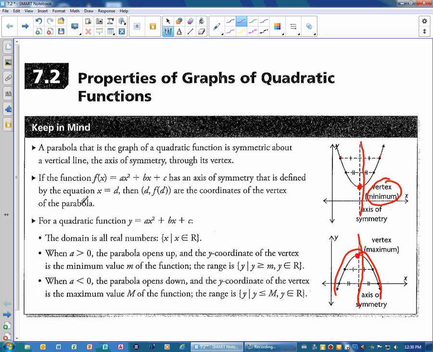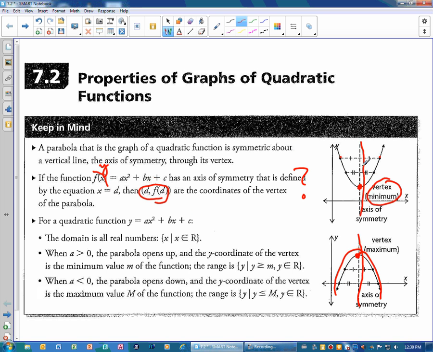Okay. If the function f of x, that's how you say this, it means the same as y, so don't let that intimidate you. It means the same as that. If the function ax squared plus bx plus c has an axis of symmetry that is defined by the equation x equals d, then these ordered pairs are the coordinates of the vertex. Okay? Don't worry about this yet. You probably don't know what that means, and don't worry about that yet. You will. Okay?